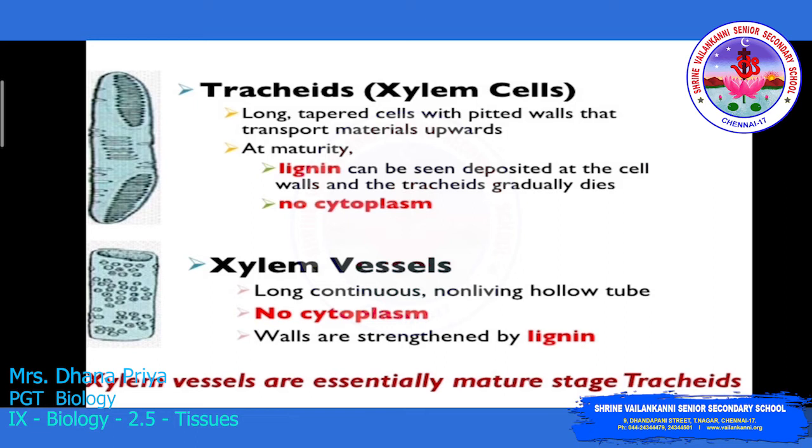Tracheid is a long tapered cell with pitted walls that transports material upward. Which part of the xylem cells will transport material upward? The answer is tracheids. At maturity, lignin is deposited at the cell wall and the tracheids gradually die, so there will be no cytoplasm present in the tracheids. Xylem vessels are long, continuous, non-living hollow tubes with no cytoplasm, and walls strengthened by lignin. Xylem vessels are essentially mature stage tracheids.